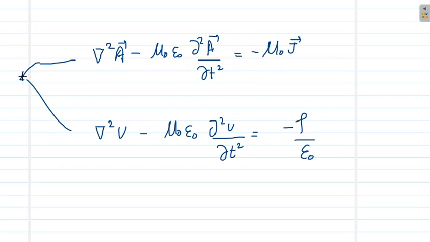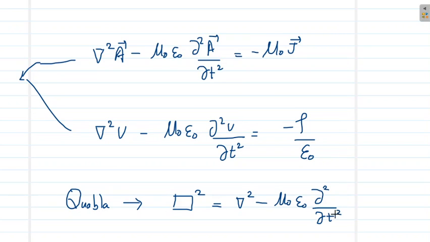I will rewrite those equations now. You can see that they have something in common, right? So I can define a new differential operator. Its name is quabla, or it's called box square, and I define this box square as del square minus mu 0 epsilon 0 dou square by dou t square. So it is a new operator consisting of both spatial differentiation and time differentiation.